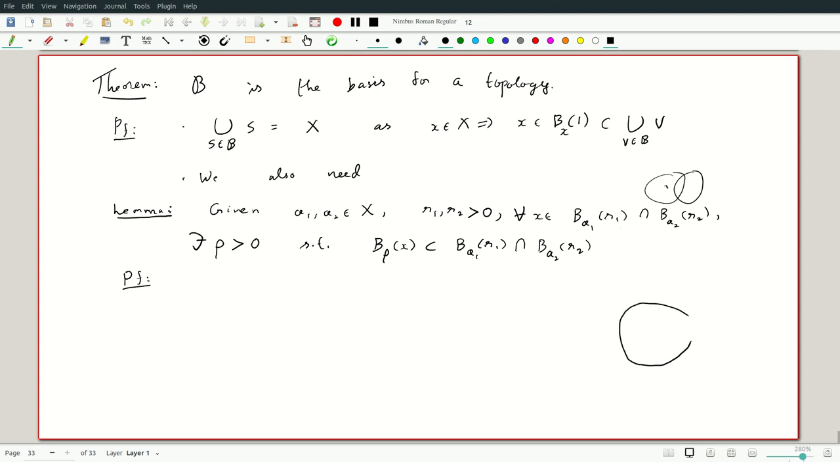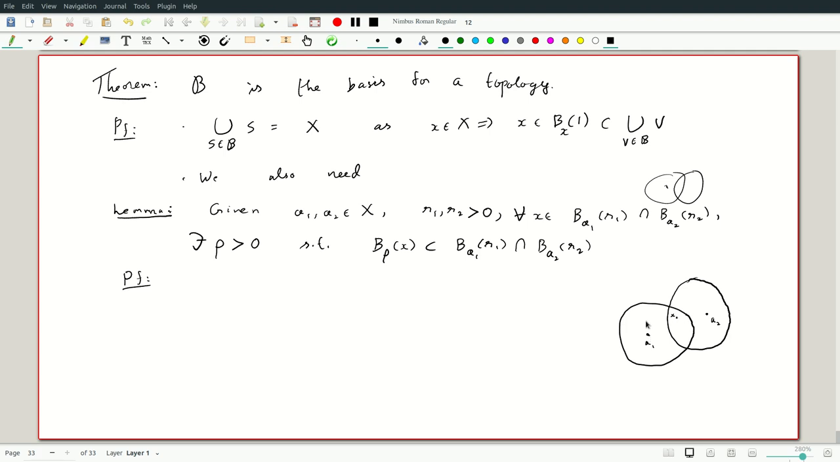So here's a ball. It's assumed to be tiny, but it's drawn quite large, so we can see a picture. And here's another. And these are their centers, A1 and A2. These are not very good circles, but so what? I'm in a metric space. They need not be actual circles. And I'll take a point x here, and I want to find a tiny ball around it.